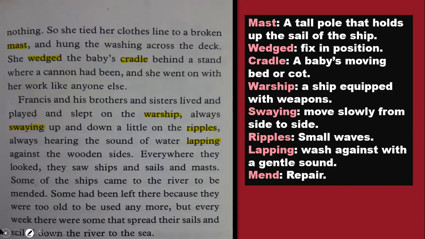Now what did the ships come there for? Some ships came to the river to be mended. Mended is to repair. Okay, so some ships came to be mended, that is, to get repaired. Some were left there because they were too old to be used. That means the owner of that ship or boat left them there, so that other people could use it if they wanted, or take away the parts, and they were no more in use. But there were always ships going up and down the river. They would come, get parked there for some time, and then finally when the repairs were done, or if they were loaded and unloading was done, they would go back into the sea. Okay, so this was a common routine for Francis and his siblings.